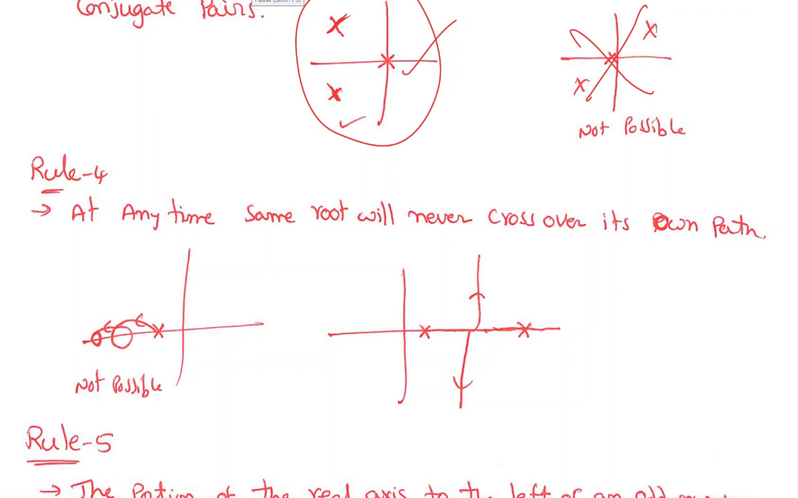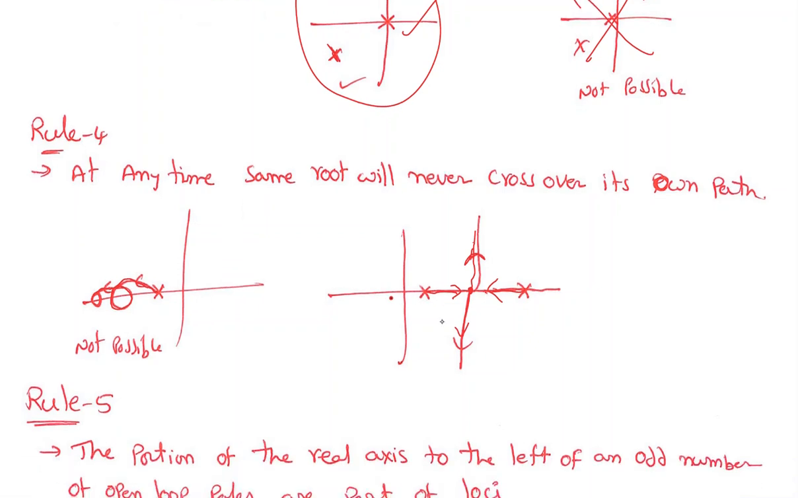At any time, roots will never cross over their own path. So a locus going along this path is not possible because it's crossing over. For example, here I have 2 poles. One locus is coming from there, another locus is coming from here. These 2 loci reach here and they split, one going up and another going down.